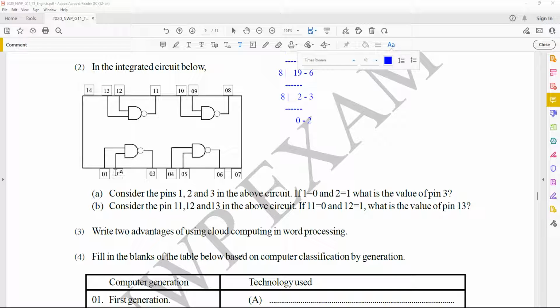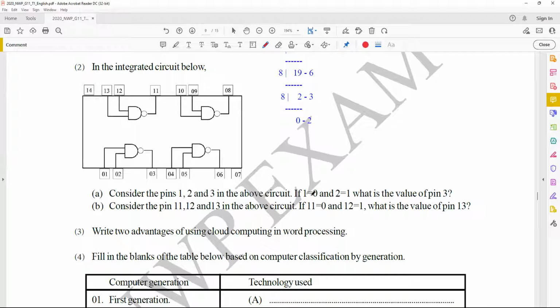And then not NAND gates. So you can see there are 4 NAND gates. We can say this is 4 NAND gate IC, right? The question asks, consider pin 1, 2, 3 in the above circuit. If 1 is 0, and 2 is 1, what is the value of pin 3? So that was the 1 question. Yes, put the answer in the chat, right?